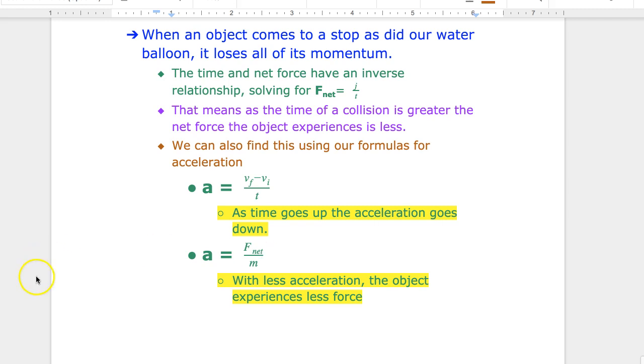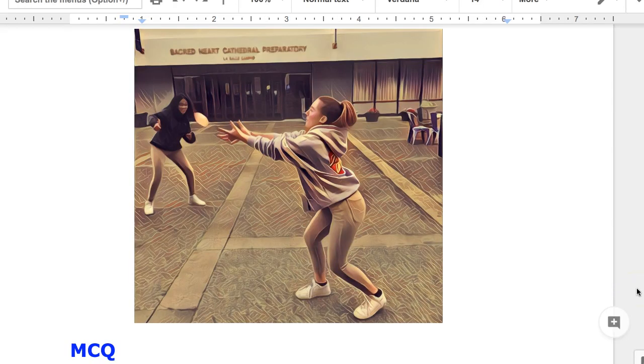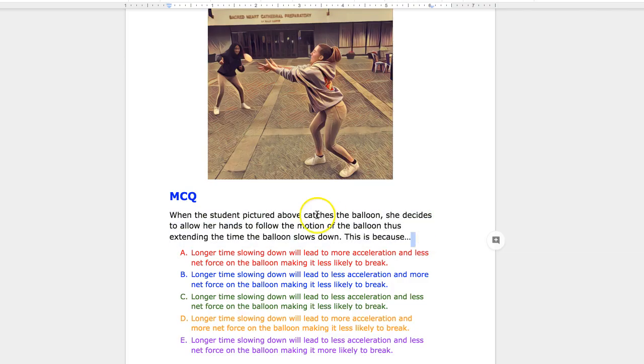inverse relationship. So for our multiple choice question, we're going to be looking at our student right here, picture doing the water balloon experiment. When she catches the balloon, she decides to allow her hands to follow the motion of the balloon, extending the time the balloon slows down. She does that because, pause here to look at the answer choices A, B, C, D, and E, and answer the multiple choice, and then please restart the video to get your free response question.